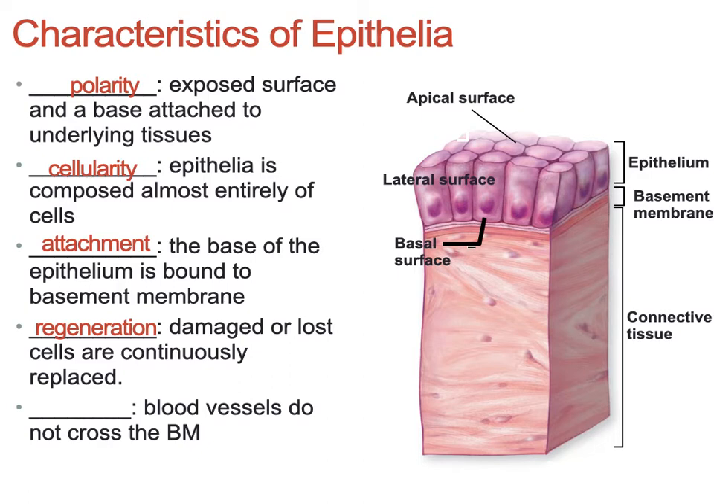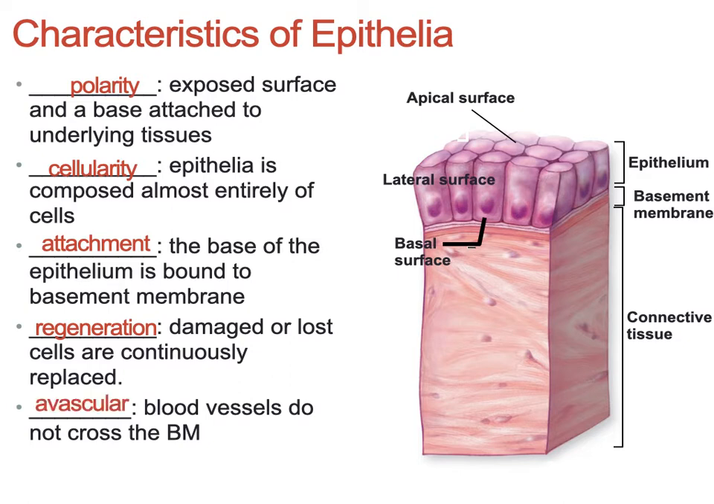Epithelial tissue also exhibits regeneration, meaning that if epithelial cells are damaged or lost at the exposed surface, they're going to be replaced continuously. Regeneration is a characteristic of other tissues as well, but the rates of cell division and replacement are typically much higher in epithelial tissue than in other tissues.